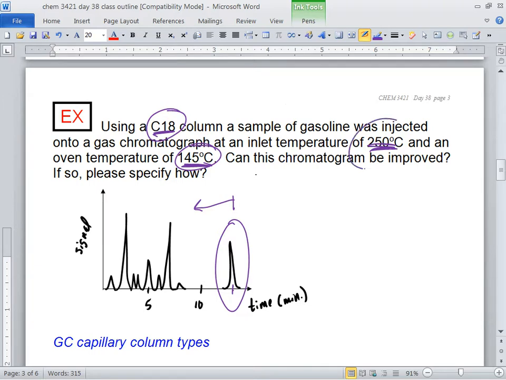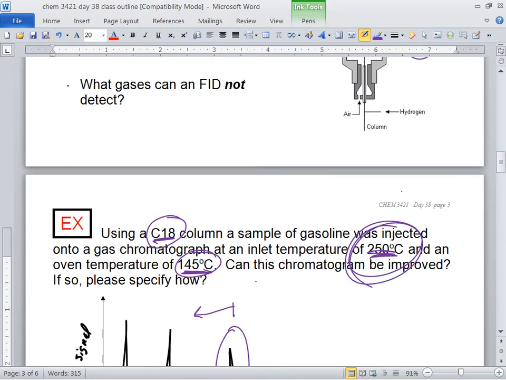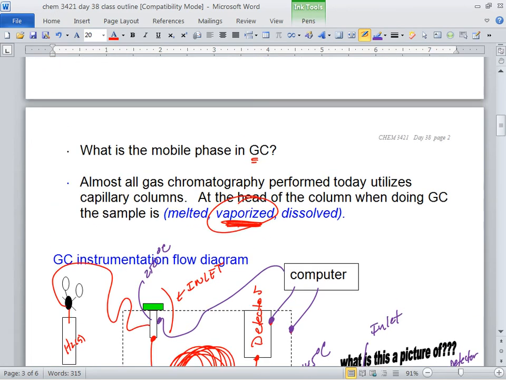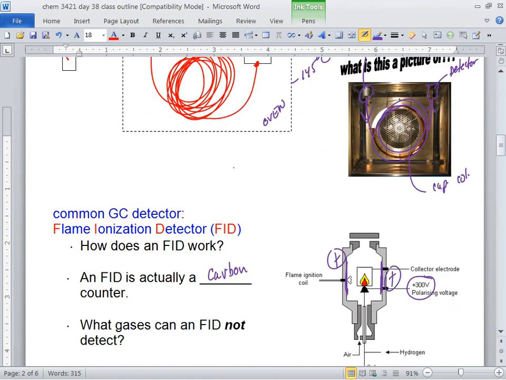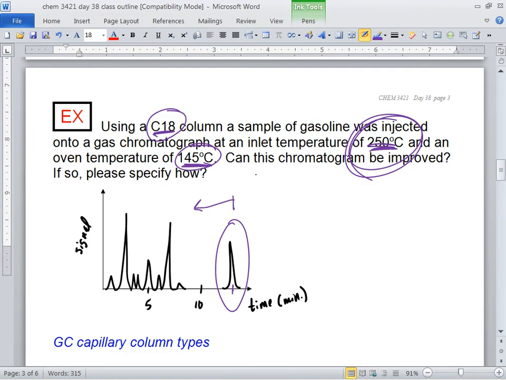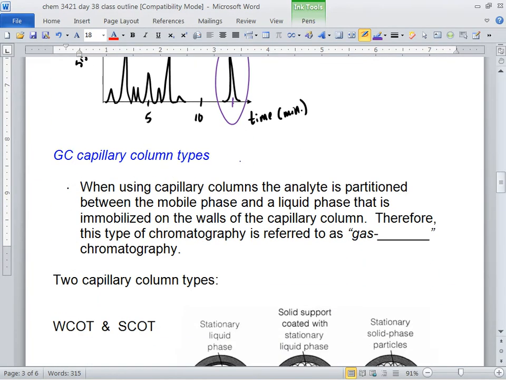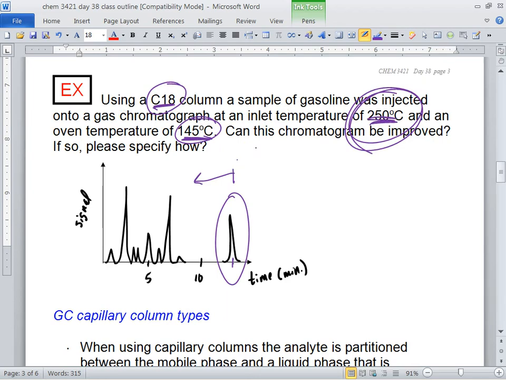No, it wouldn't. The only purpose of that inlet is to vaporize the sample without those gasoline components degrading. So you really want that inlet temperature as low as you possibly can get by with, to avoid issues. Yeah, so inlet temperature really doesn't have much to do with that.